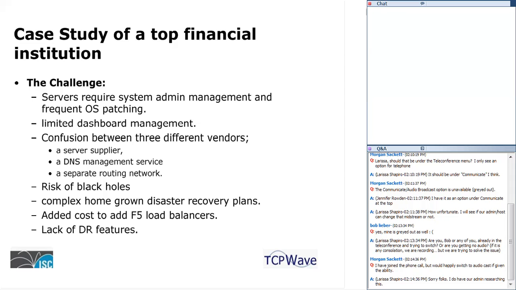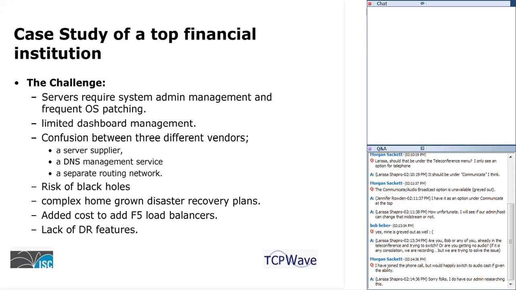They had a lot of patches that they were doing at 2 o'clock in the morning on a Saturday night or a Sunday, which oftentimes they would have to roll back when the patch didn't work. They also had limited dashboard management that came with the products that they purchased, and they were cumbersome, so they really never learned how to use them, and hence they never did use them, so they were not managing their network correctly.